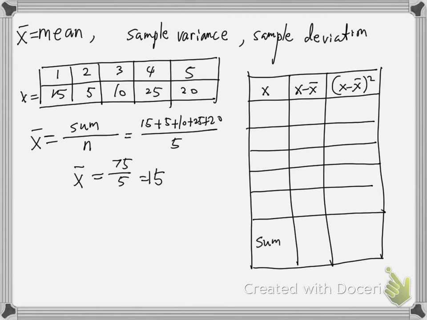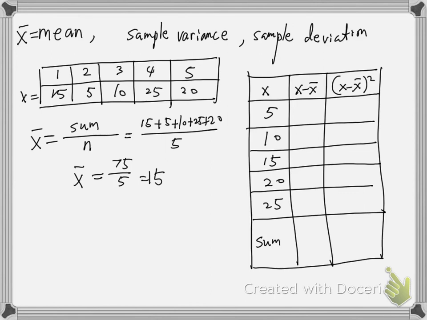Now my suggestion is you reorder the given numbers for this new table. So the first number is 5, then 10, 15, 20, and 25. You don't have to reorder, but my suggestion is you reorder it. It's easier to track mistakes or avoid mistakes this way.